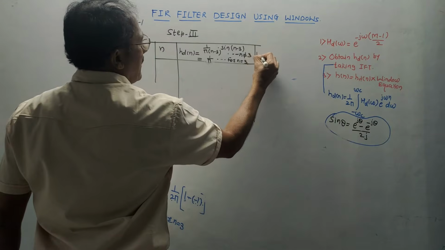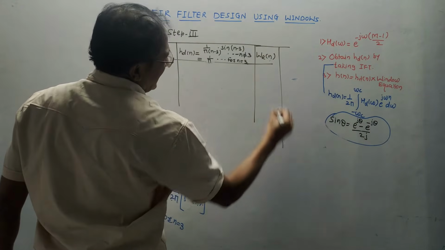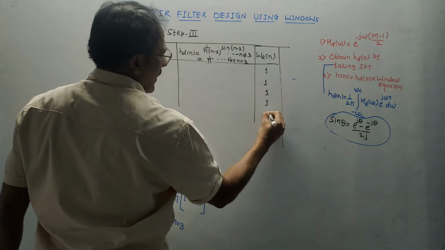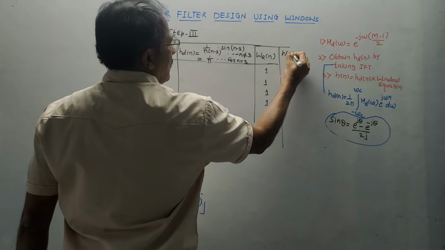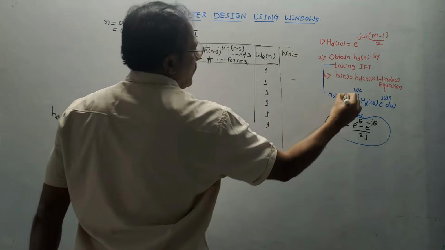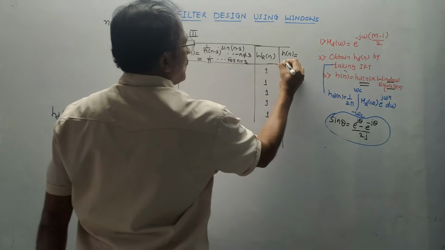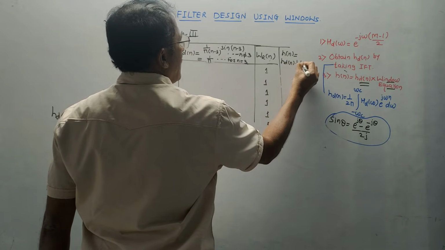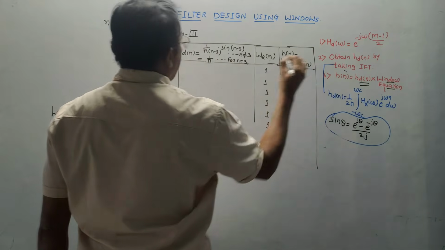Third column, wr of n. Now we have already discussed that the value of the rectangular window is 1 for all values. So everywhere I will write this value equal to 1. Fourth, h of n is equal to, I will have to refer to this formula, hd of n into the window equation. So this becomes hd of n into wr of n. How to fill the values in the table?